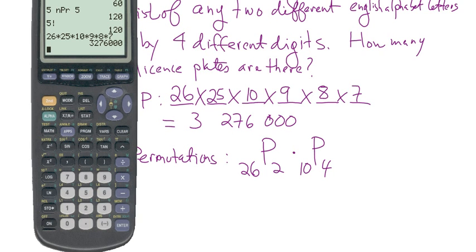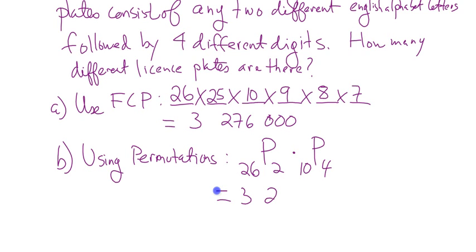Okay, let's give that a shot. 26, math, PRB, 2, times 10, math, PRB, 2, 4. And surprise, amazing, it's the same. Whoever could have imagined? So it works out the same either way.